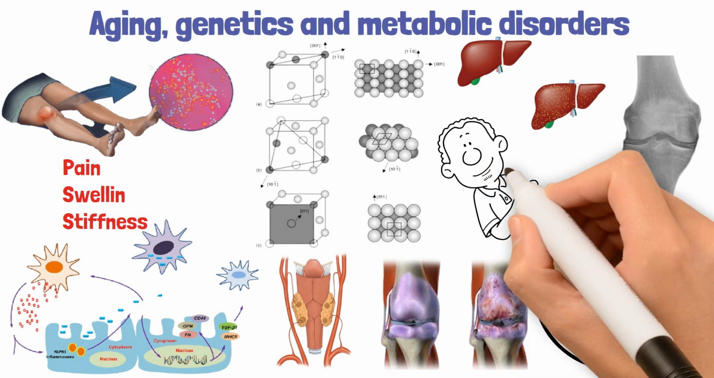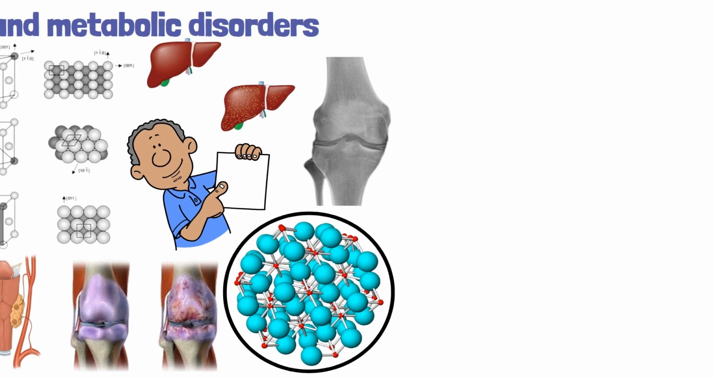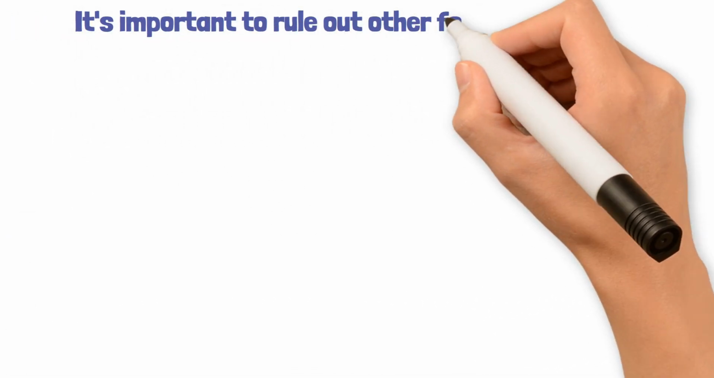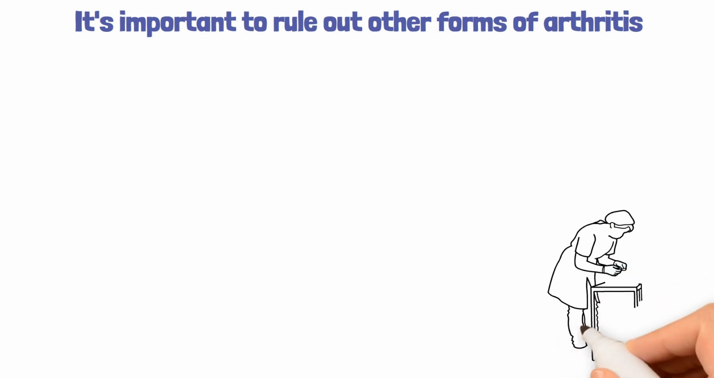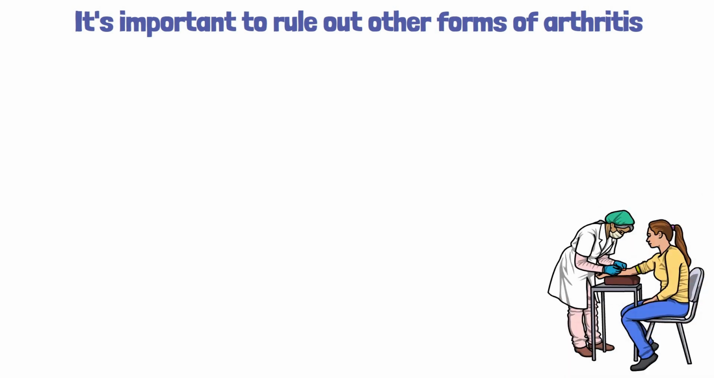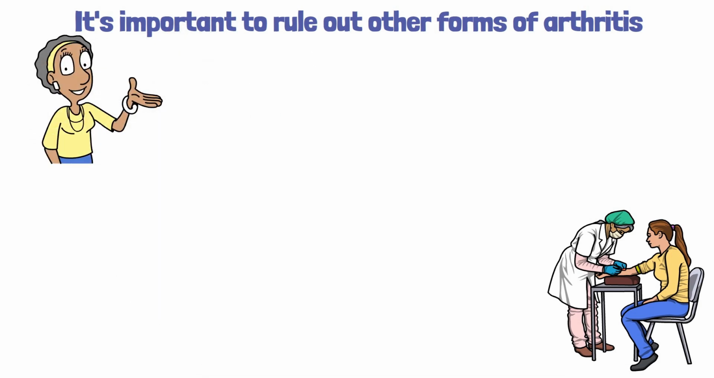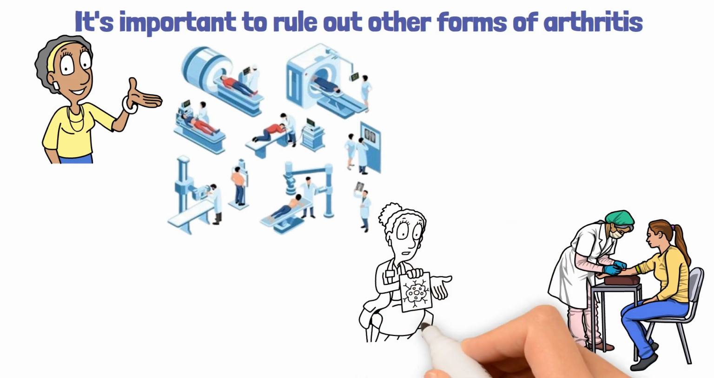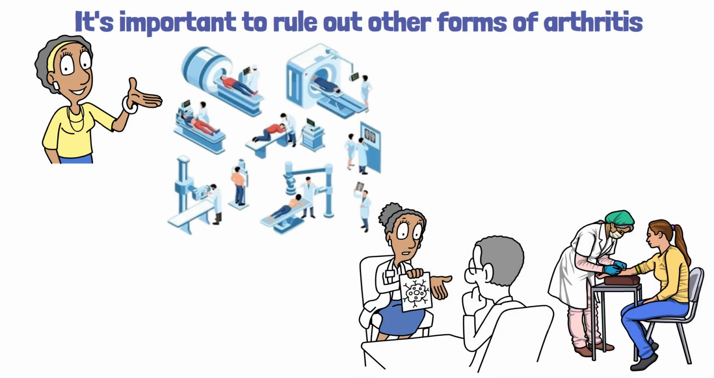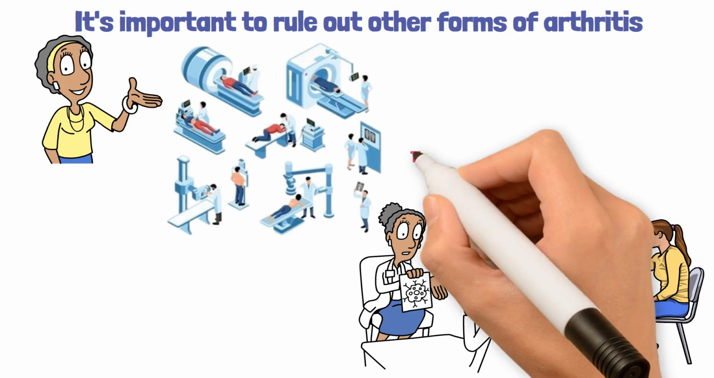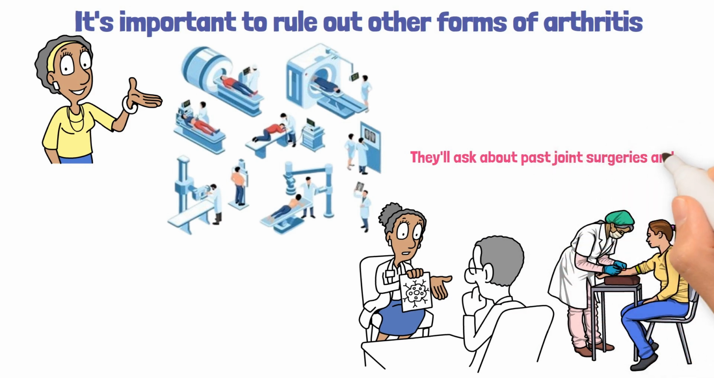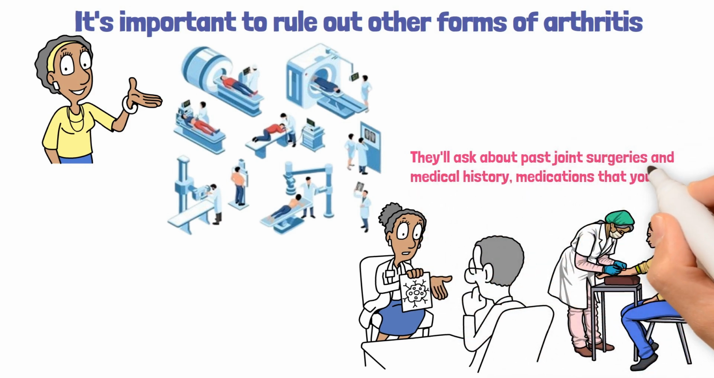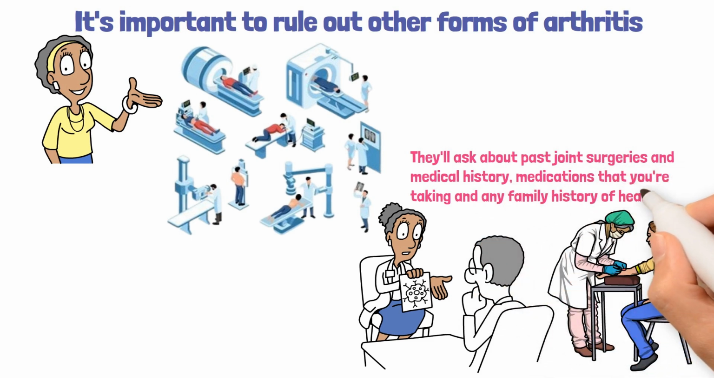If someone experiences the episode, it may come on very suddenly. It's important to rule out other forms of arthritis, in particular an infection in the joint, which would require urgent treatment. Once these have been ruled out, a diagnosis can be confirmed through a combination of physical examination, imaging studies, and laboratory tests. The doctor is likely to inquire about joint pain, swelling, and stiffness, and patterns of previous attacks. They'll ask about past joint surgeries and medical history, medications that you're taking, and any family history of health issues.